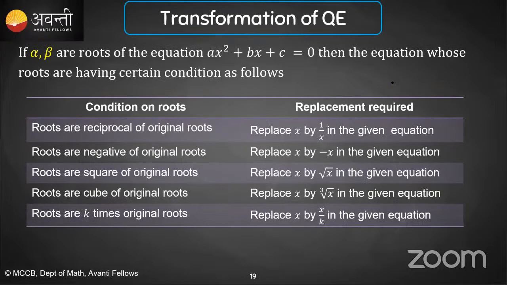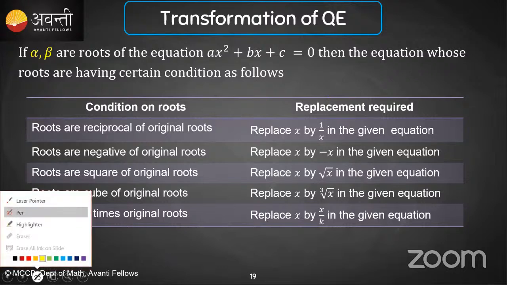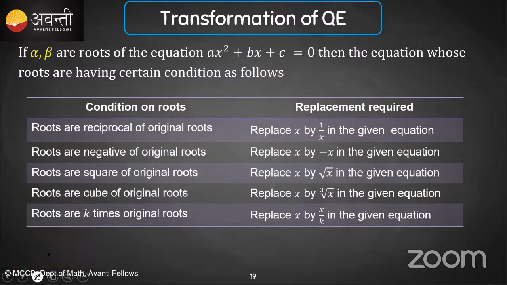Okay, so let's proceed. Students, three important things you can see here. What we are doing, right? Everyone concentrate here. Alpha, beta are the roots of ax square plus bx plus c, right? Let the equation whose roots are having certain conditions be as follows.